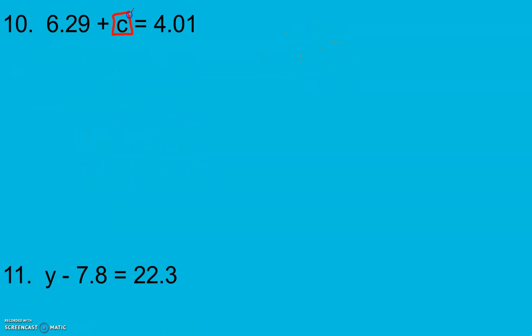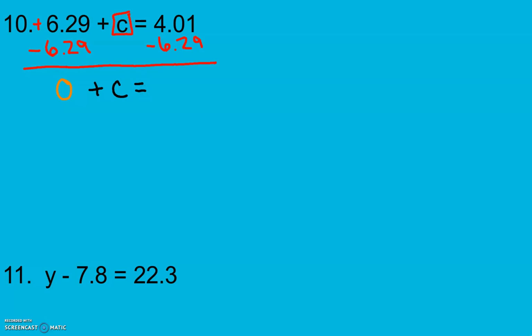Here for c, it's being added. I have a positive 6.29, so I get rid of that by subtracting 6.29. Whatever I do to one side, I have to do to both. Anything plus its opposite gives me 0. I have not changed the fact that I have a positive c, or that these are equal.